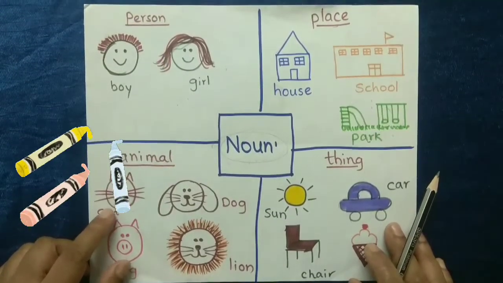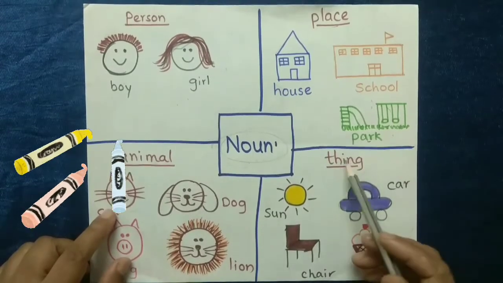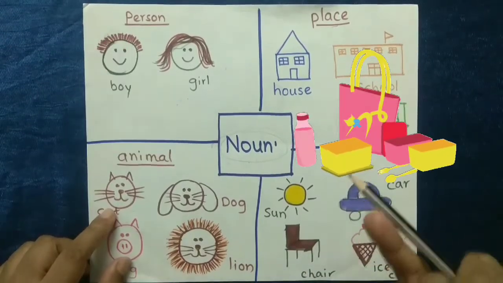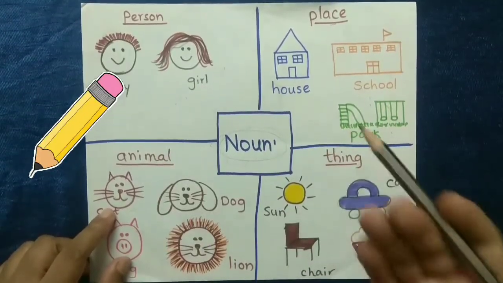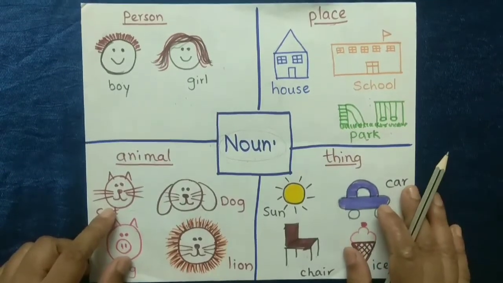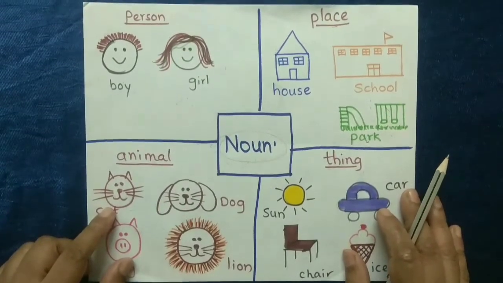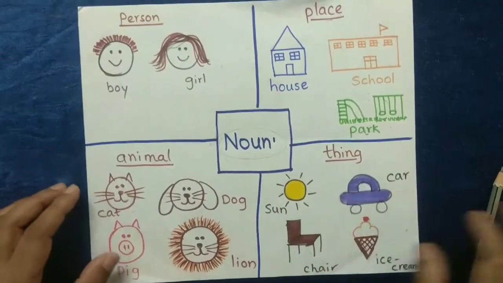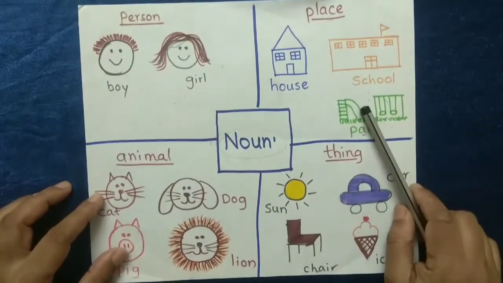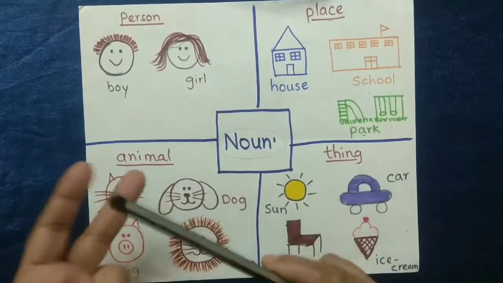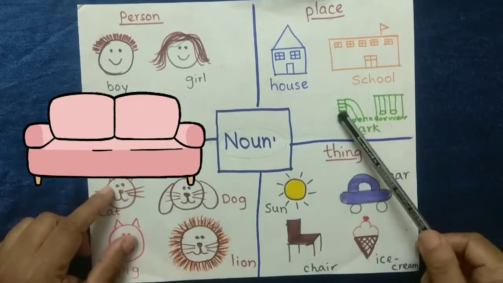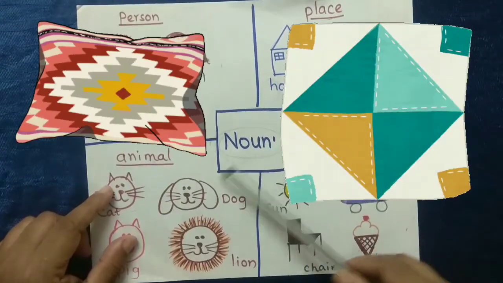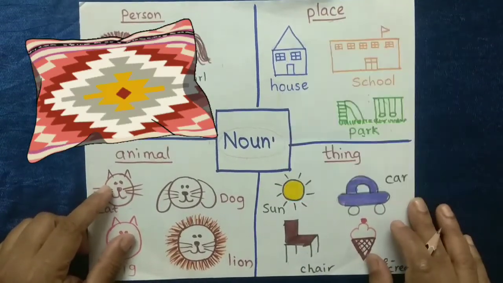Do you know which things we use in school? Yes, we use bag. We use water bottle, tiffin box. We use crayons. We use pencils. We use erasers. So these are the names of the things which we use in school. Can you name some things which you use at house? Yes, you use sofa, you use bed, then we use plate, spoon, we use pillow, we use quilt. So these are the names of things which we use.